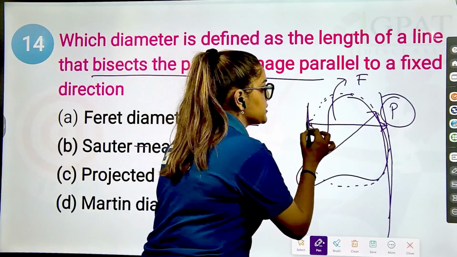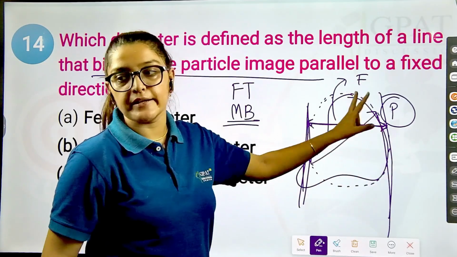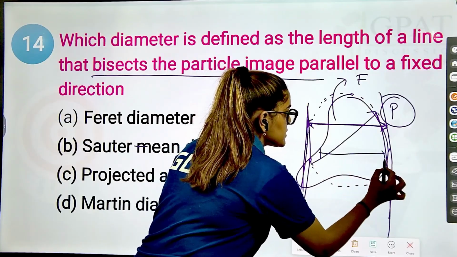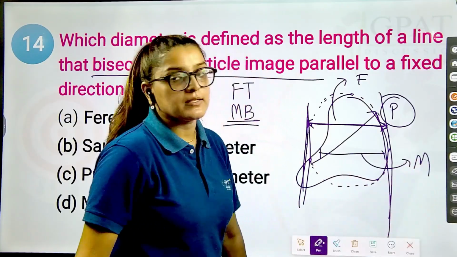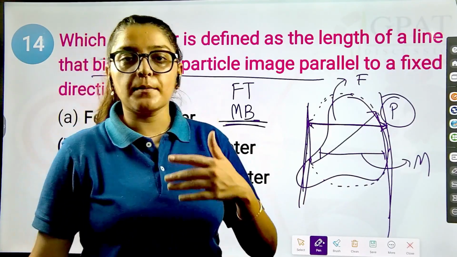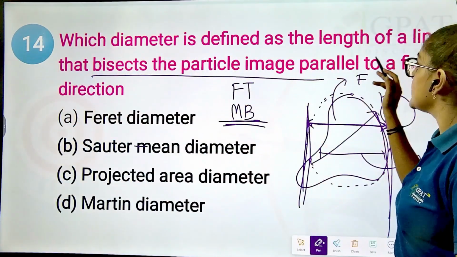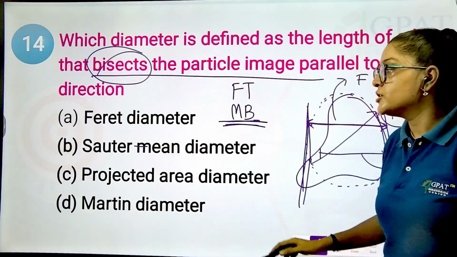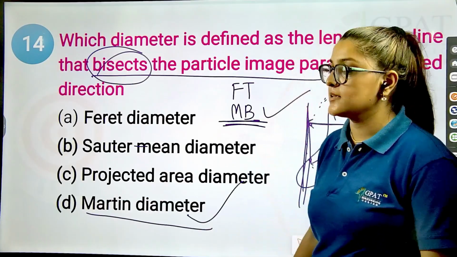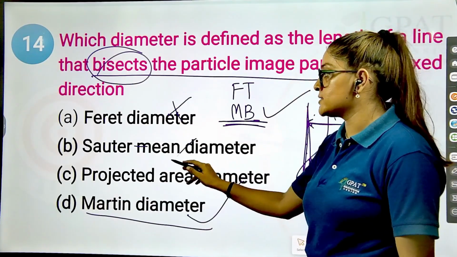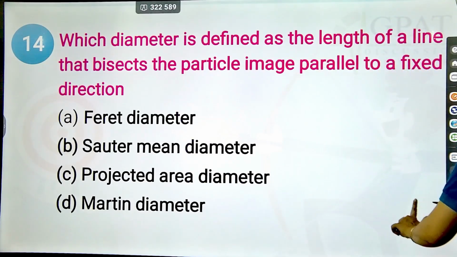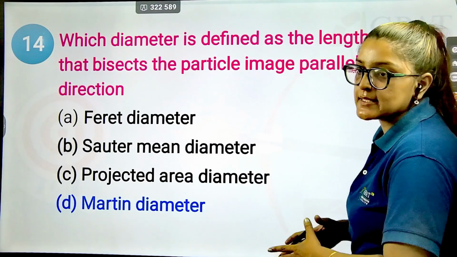So this is the distance between two tangents, which will be Feret diameter, FT, and the line which is bisecting the particle is known as the Martin's diameter. So coming back to the question, they are asking which diameter is the length of the line which bisects the particle. So MB, the Martin's diameter, is our correct answer. Feret's is the distance between two tangents, and projected diameter is when viewed from the most stable plane. Okay, option D here is correct.